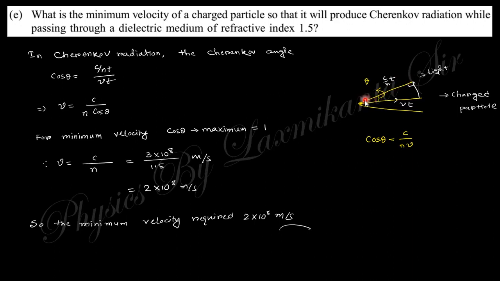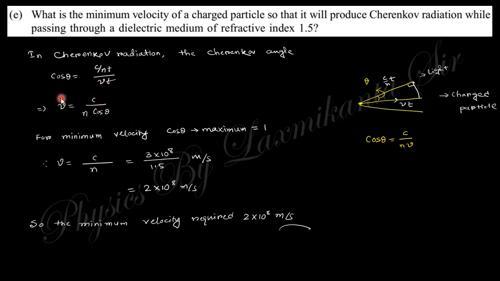So along that direction the light passes, and the light velocity within that medium is c by n. The distance is c by n times t, and the particle travels v times t. This is perpendicular, a spherical wavefront from here. So from this you can see that cos theta equals base by hypotenuse, so from here you obtain cos theta equals c by n v.